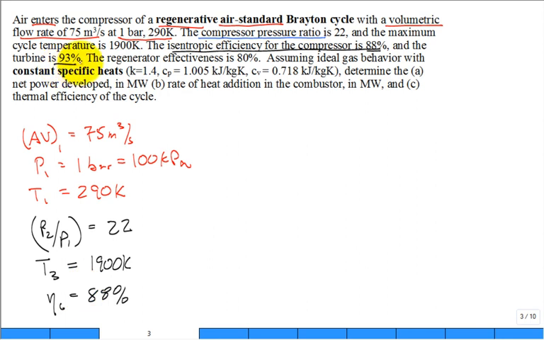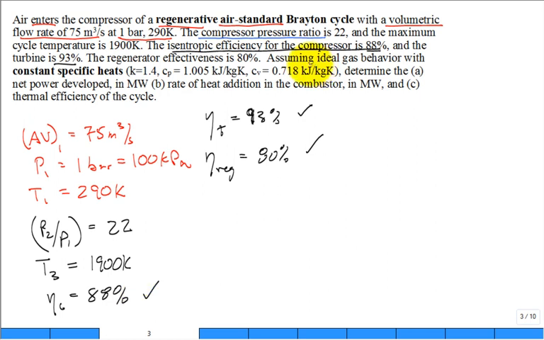Oh, and the turbine isentropic efficiency is 93%. Oh, and the regenerator effectiveness is 80%. I anticipated the regenerator effectiveness, but the 93% for the turbine isentropic efficiency is just a lot of work, as well as 88% for the compressor.